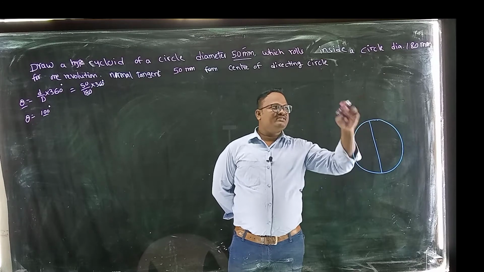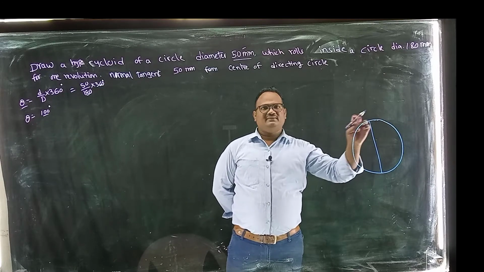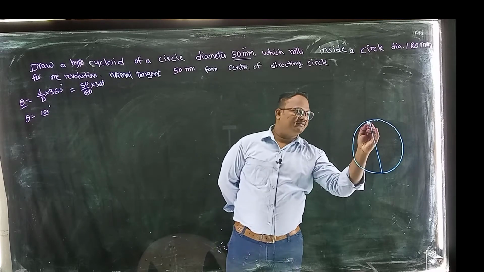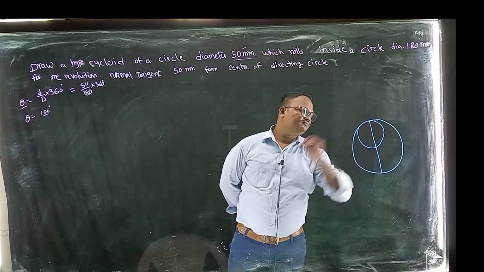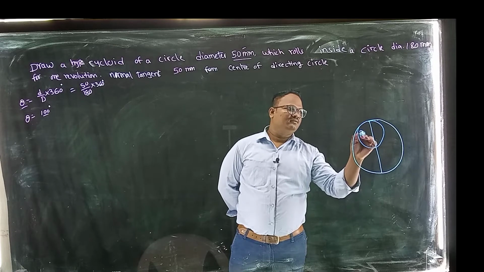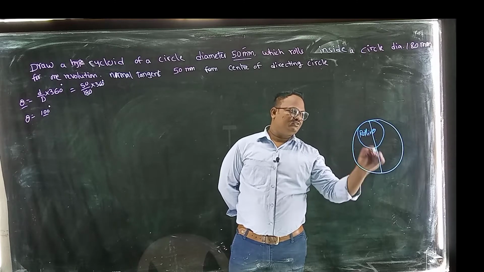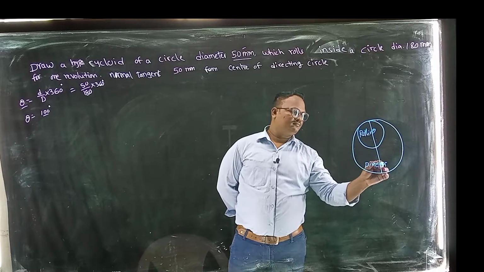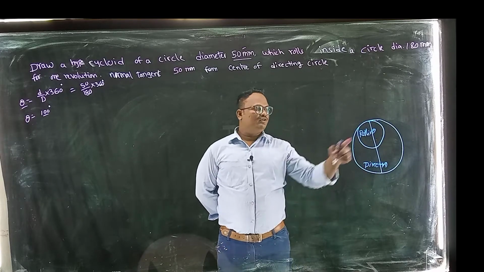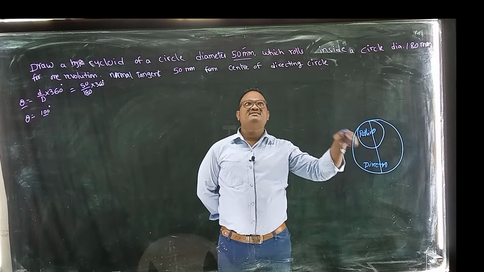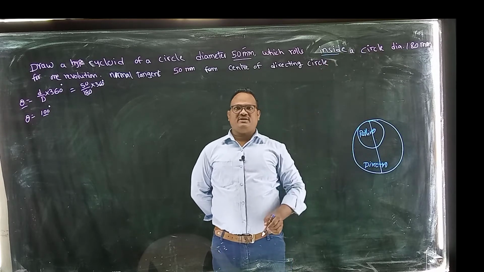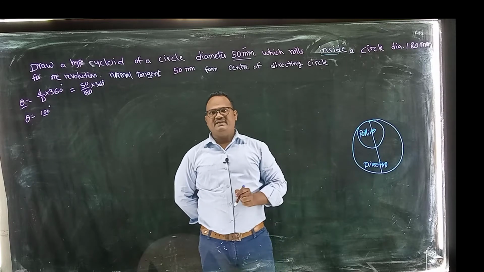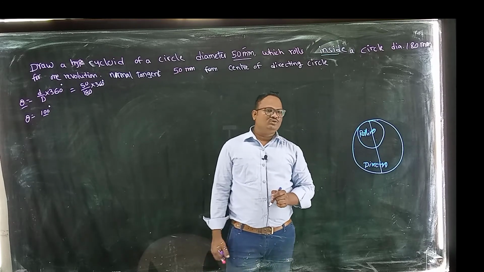If the rolling circle is rolling outside, that is called epicycloid. If the rolling circle is rolling inside, this is the rolling circle, and this is the directing circle, that is nothing but hypocycloid. If the rolling circle is rolling outside, it is nothing but epicycloid. That is the thing you have to remember.